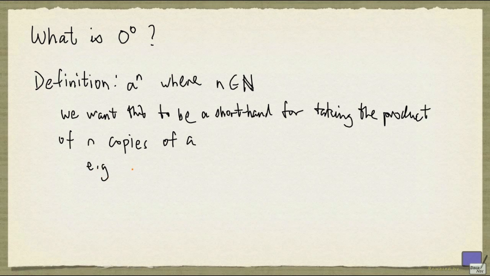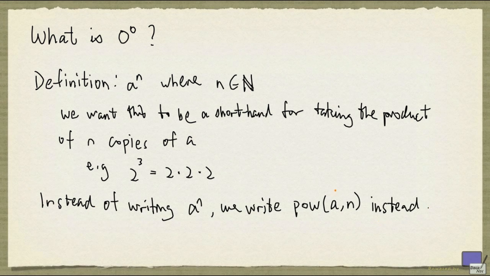For example, if we write 2 to the power 3, then we're just looking at the product 2 times 2 times 2. Now we're going to use a different notation. So instead of writing a superscript n, we write POW open bracket a comma n close bracket instead. The reason why we are doing this is to free us from the burden of whatever prior knowledge we had about powers. And so this up here will be written as POW of 2, 3.